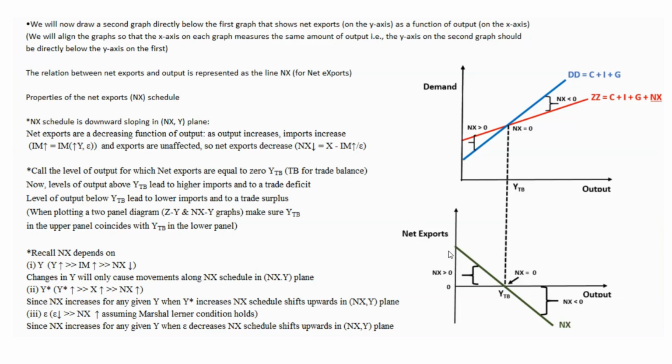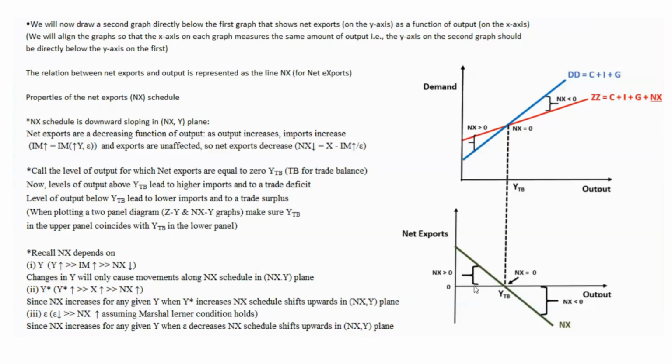Now, let's look at three properties of this net export schedule that we plotted. Number one, the net export schedule is going to be downward sloping in the NX-Y plane. Now, why is that? Because when we increase Y, imports increase, and that causes net exports to go down, so it's downward sloping.